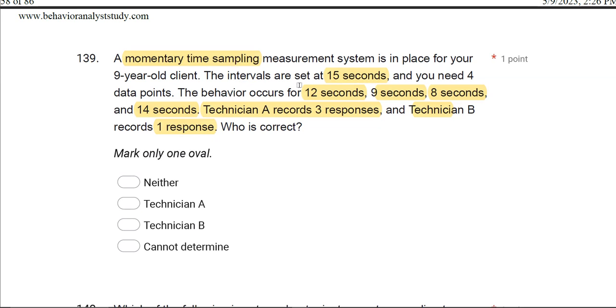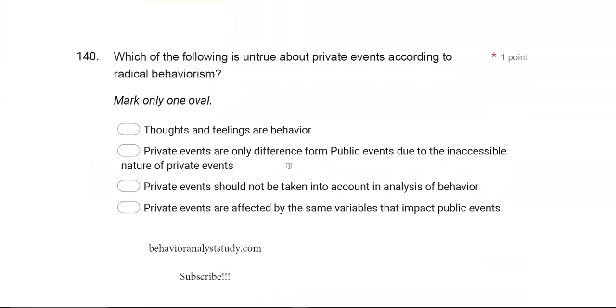We don't know when the behavior occurred. We just know for how long. So does that help us with momentary time sampling? It does not. So Technician A says 3 responses. Technician B says 1 response. Who is correct? Well, we have no idea. We need to know when that behavior occurred. Specifically, did it occur at the end of the interval? If it did, it's a response. If it didn't, who's to say? So given the information, who is correct? We cannot determine. And then 140, which of the following is untrue about private events according to radical behaviorism?